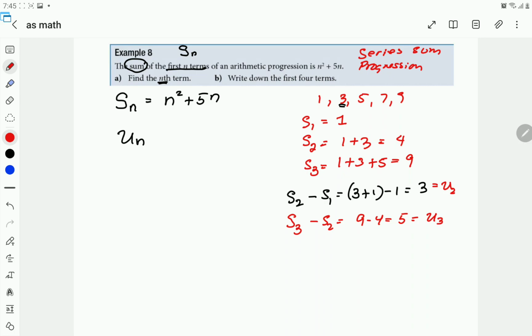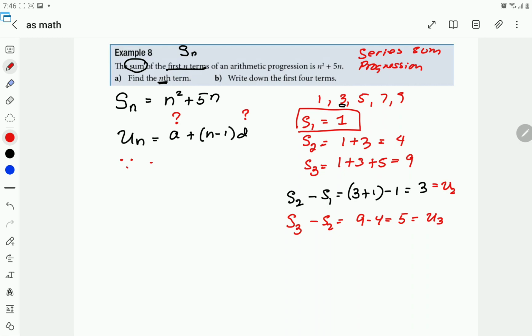Now, let's try to answer this question. We are looking for the nth term, and we know that our nth term is in the form a plus n minus 1 times d. For us to be able to find the nth term, we need to find what a is and what d is. How are we going to find a? What we have said in this example is that the first term is actually S1.